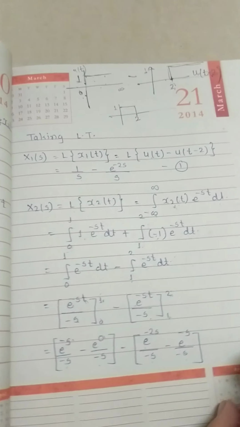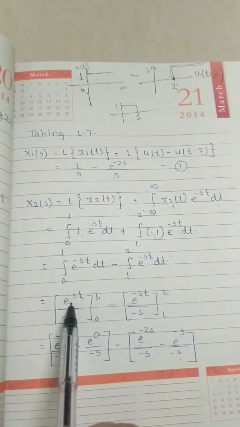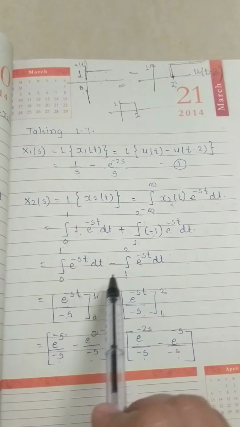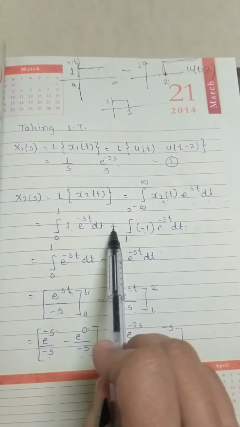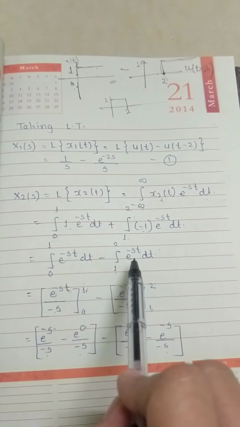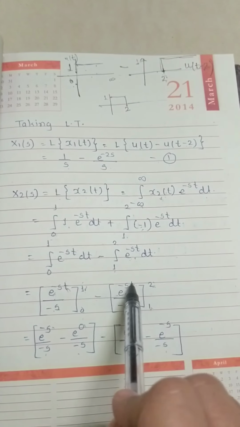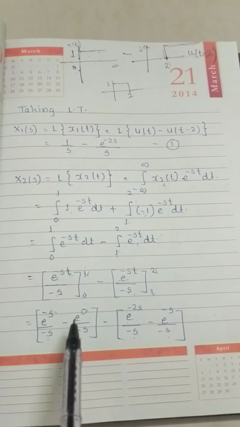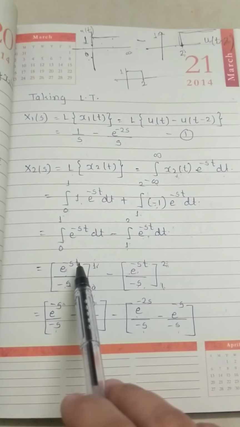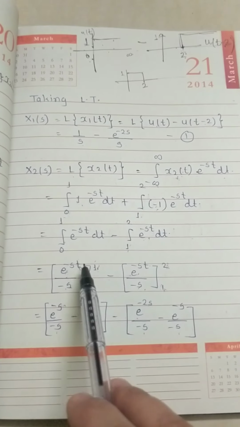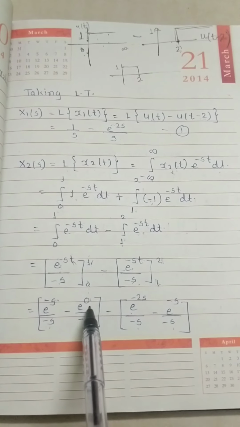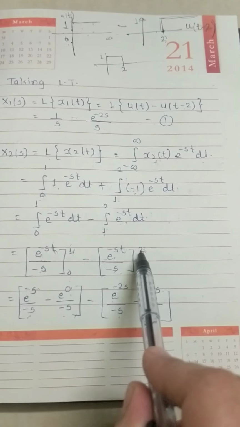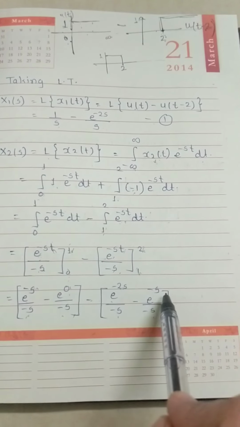Now just solve the integration. The integration of e raised to minus st is e raised to minus st divided by minus s, with the limits 0 to 1. Here I am taking that minus 1 outside the integration. So the integration of this is also e raised to minus st divided by minus s, but now the limits are from 1 to 2. Now I am substituting the limits. Instead of t, first I substitute the value 1, and then the value 0. The denominator is the same. Minus, instead of t first substitute 2 and then substitute 1.